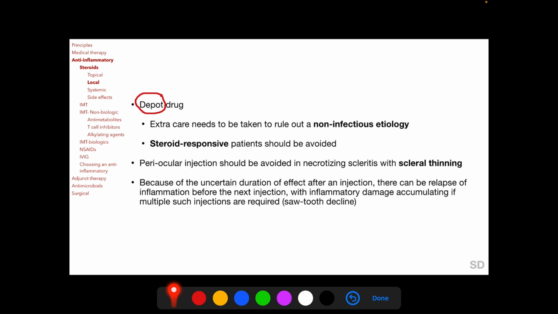And periocular injection should be avoided as a treatment modality for necrotizing scleritis with scleral thinning. Because of the uncertain duration of effect after a single injection, there can be relapse of inflammation before the next injection is administered. And so, the inflammatory damage which occurs between two injections can accumulate if multiple such injections are required. And this cumulative damage in a uveitis patient is said to be a sawtooth decline.